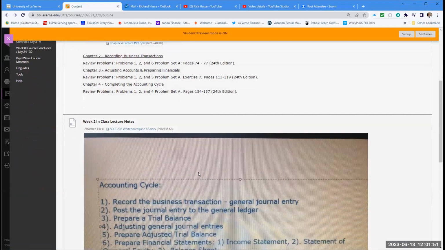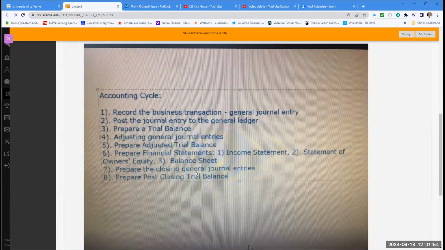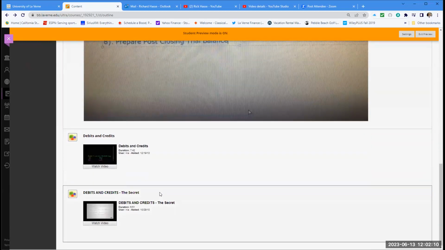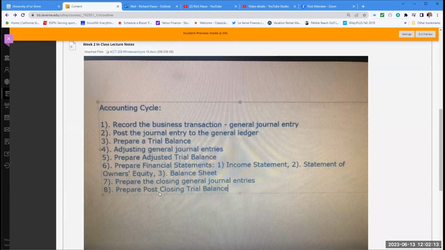Here's the accounting cycle. These are chapters 2, 3, and 4, and this is what you have to master in the next couple of weeks. Each one of these steps in the accounting cycle. And then some videos explaining business transactions, debits and credits. Remember, accounting is a language. It's taking business events and putting them into a transaction to keep a record of that, to prepare financial statements to let the public and let the company know how they did. And that's what we're talking about these next couple weeks of our classes, understanding this cycle.